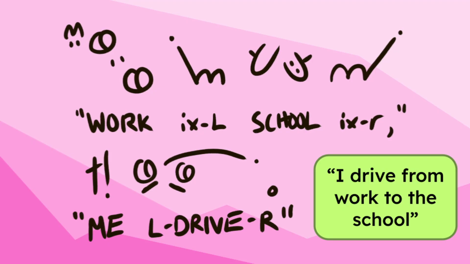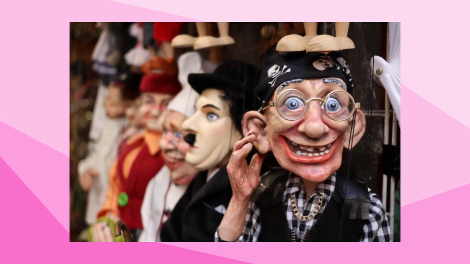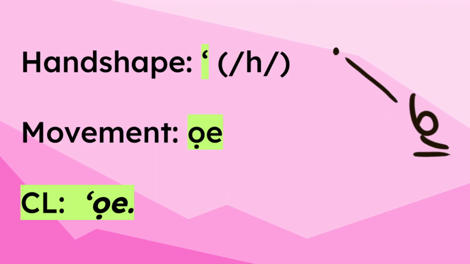Got it? Good. Now, let's go on to entity classifiers, which depict some form in space. The hand shape indicates what that form is, whether a person, a vehicle, flat surface, a serpent, you name it. They function as verbs grammatically and can also sometimes take agreement. Think of them like little puppets you can use to act out parts of a sentence, but more grammar-y. They're spoken with their corresponding hand-shape consonant and movement vowel. Pretty standard stuff here. Sign languages also use handle classifiers, which indicate how an object is handled.